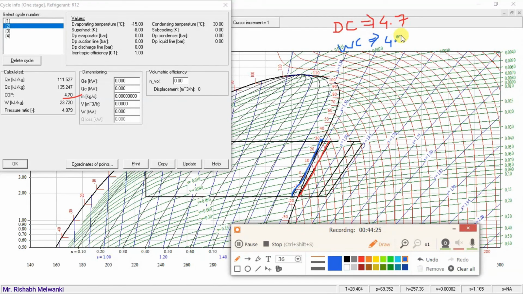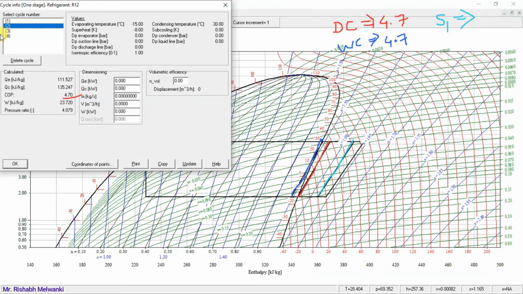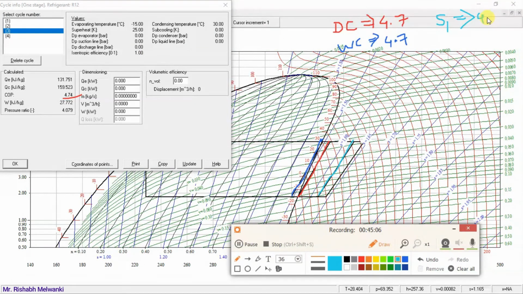See, for every refrigerant it could be different because it depends on the property of the refrigerant from the pH chart. Then for the third cycle I'll consider the superheating one, where I'll consider superheating cycle number 1. So what is the COP? Now for R12, the COP should increase, so we will confirm it over here. If I select cycle 3, what is the COP? 4.74. So slightly the COP has increased.